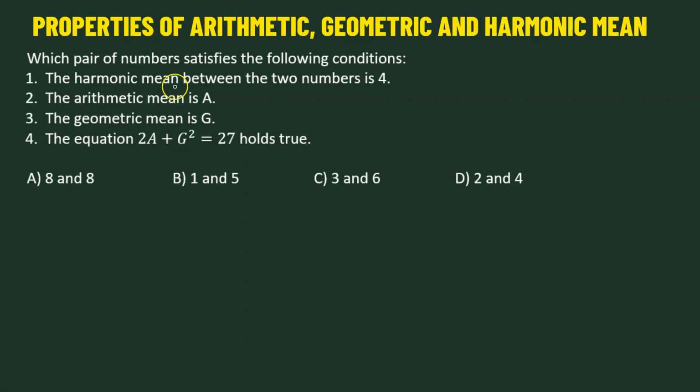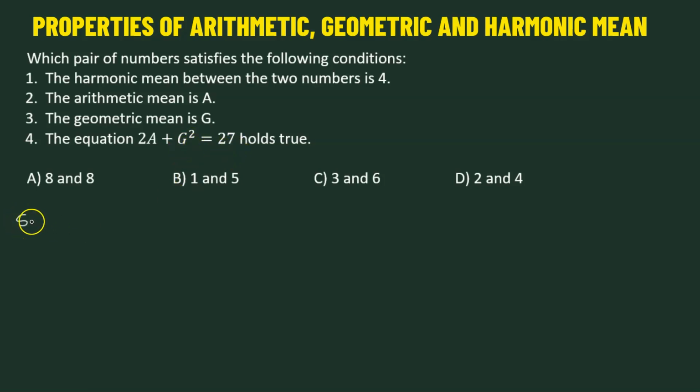So in this problem, we have to find out two numbers such that the harmonic mean between the two numbers is 4. The arithmetic mean is A, the geometric mean is denoted by G, and we are provided with the equation 2 times the arithmetic mean plus the square of the geometric mean equals 27.